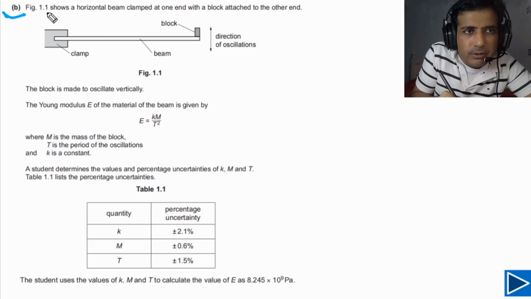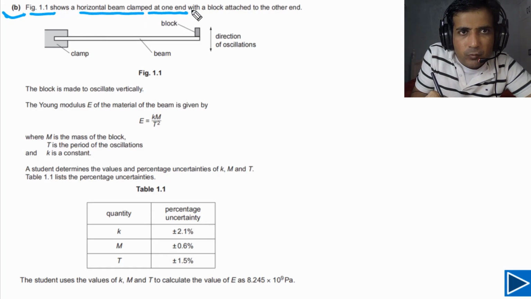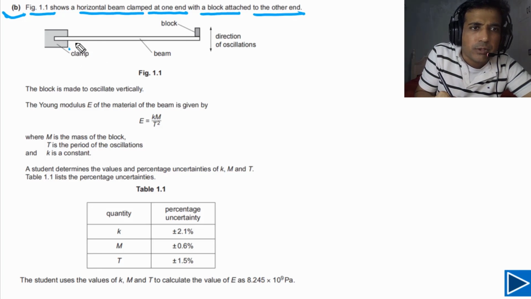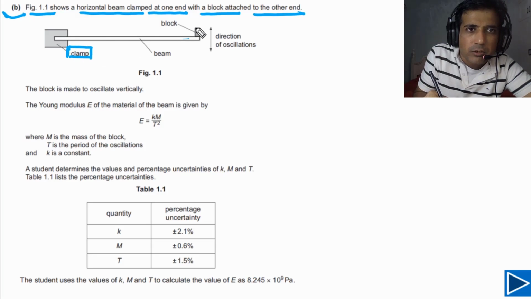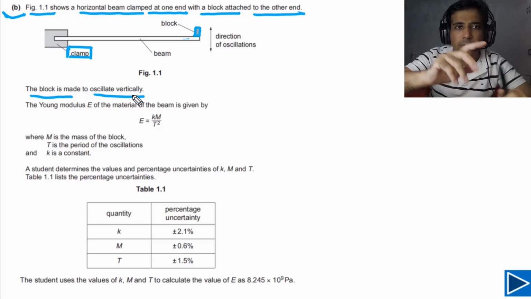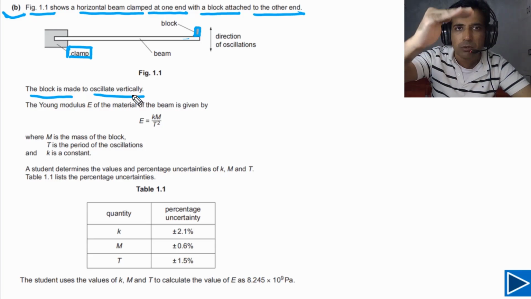For part B, it is given to us figure 1.1 shows a horizontal beam clamped at one end with a block attached to the other end. So in this case, simply you can see we have this block and this beam. It is clamped at one end and the block is placed at the other end. It is given that the block is made to oscillate vertically. So when we displace this block, it will oscillate up and down, vertically.